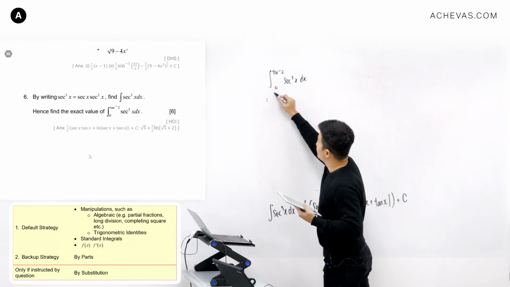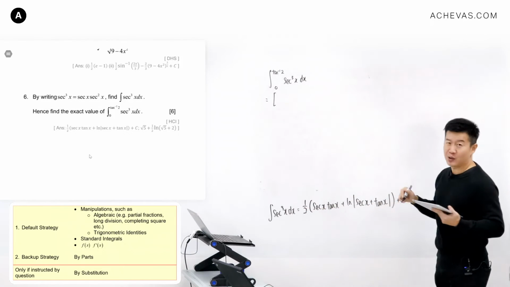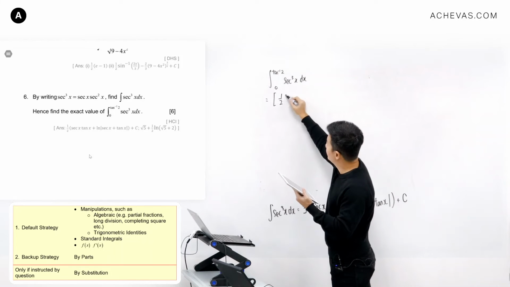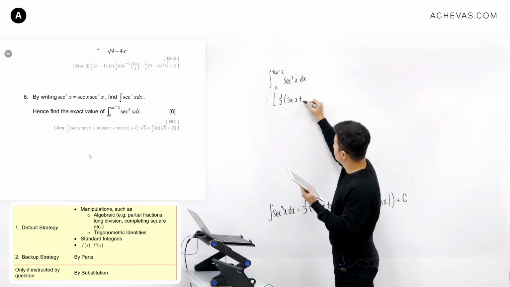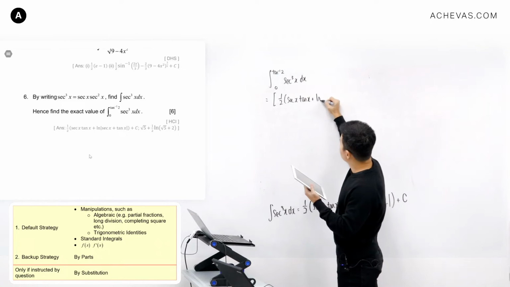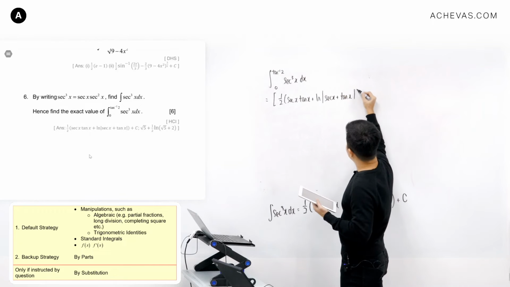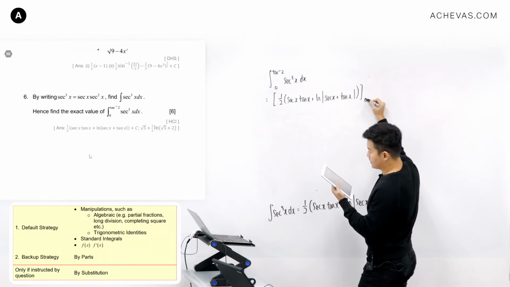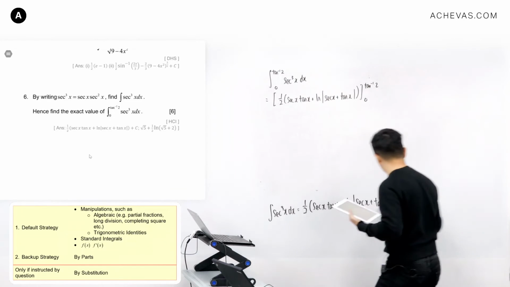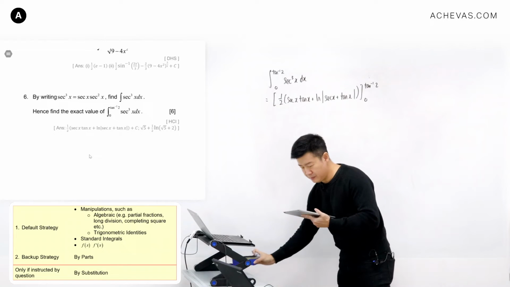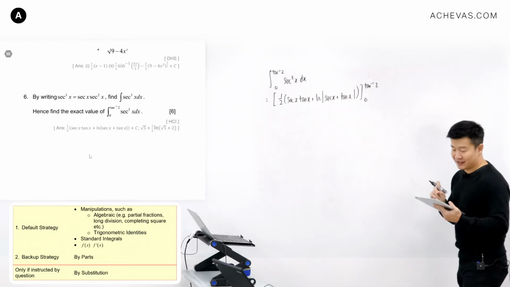So this is going to be, let me make use of this result and how I wish I can just cut and paste. Okay, but I'm going to just write it down. So it is going to be half secant x tangent x plus ln of modulus secant x plus tangent x, and close bracket. This is going to be from 0 all the way until tangent inverse 2. We need the exact result.